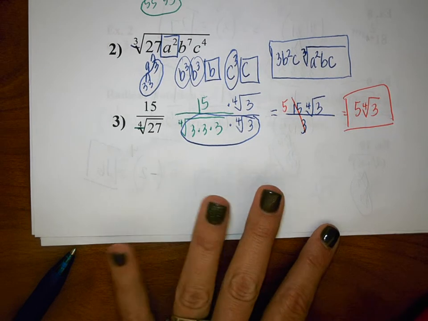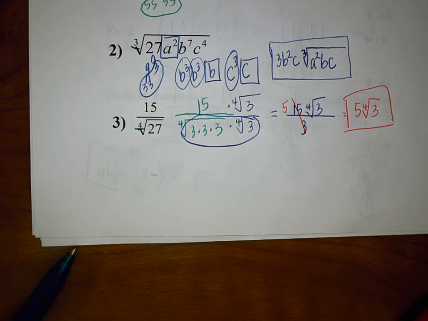So just remember that you can only reduce numbers that are both on the outsides of roots, or you can reduce numbers that are both on the insides. Okay?